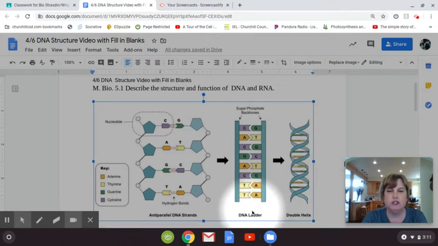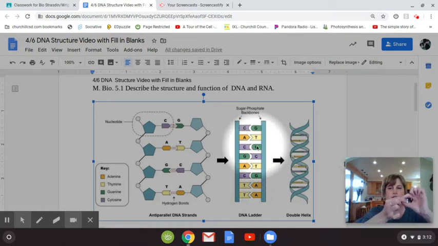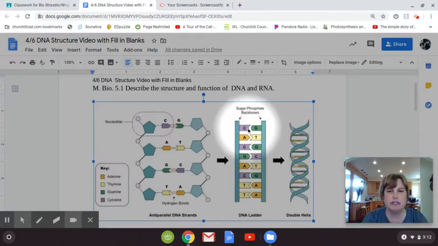And so if we untwist it, we're going to see that it looks like a regular ladder, and you have sides of the ladders, and those are made by a deoxyribose sugar. And then they're connected by phosphates. So those are the sides. And then the steps of the ladder are made by nitrogenous bases. And you can see two different nitrogenous bases will actually bond or connect together to make the steps.